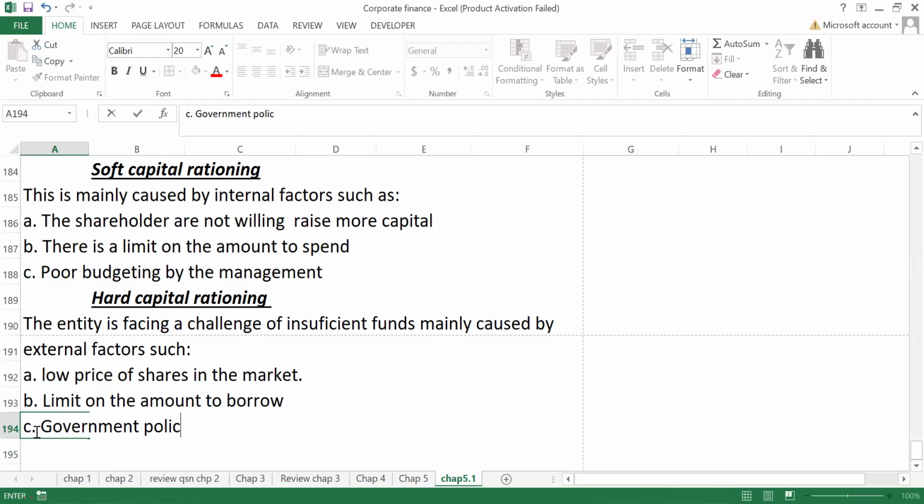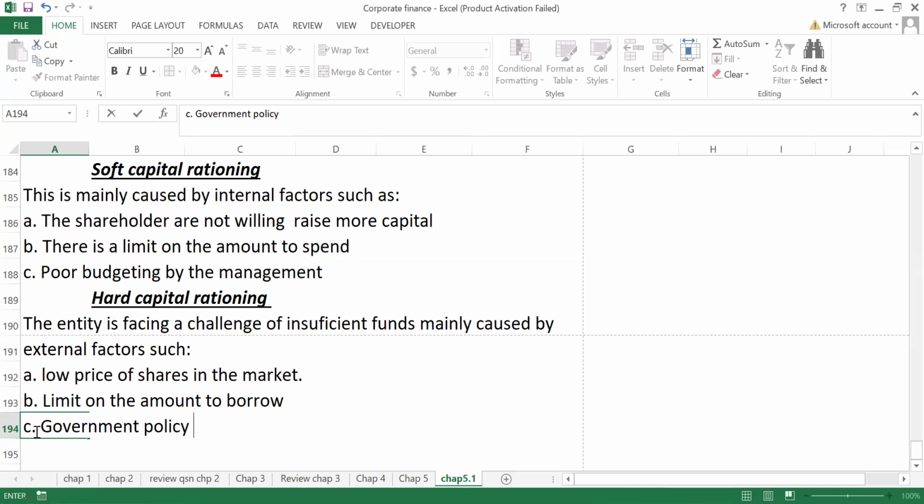Number three can be government policy. You may find that the government has a limit on how much banks can lend. If the government puts a high reserve ratio for the banks, then it becomes hard for those banks to lend. So those can cause hard capital rationing.